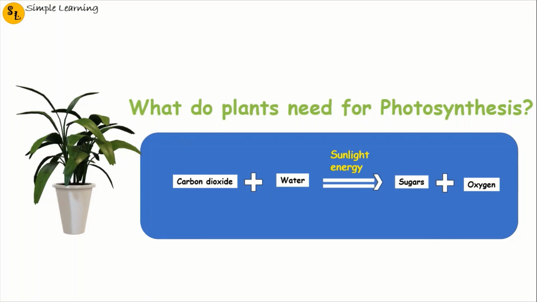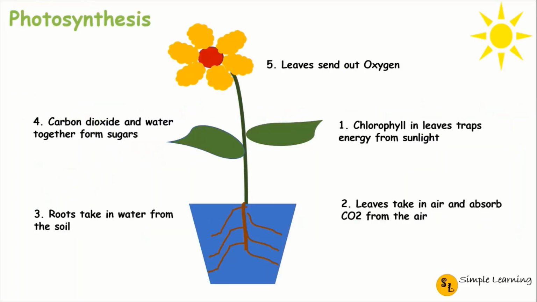What do plants need for photosynthesis? We know that plants convert light energy into chemical energy. So, they need light, that is sunlight, and they also need carbon dioxide and water. These are transformed into sugar and oxygen. Let us look at different steps that happen during the photosynthesis.